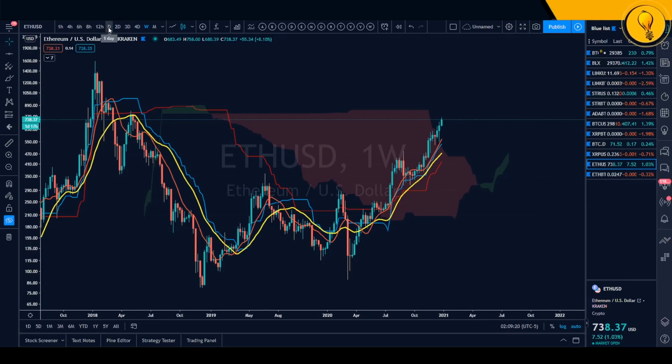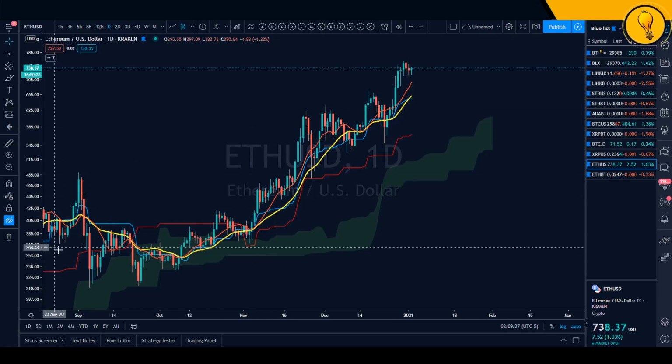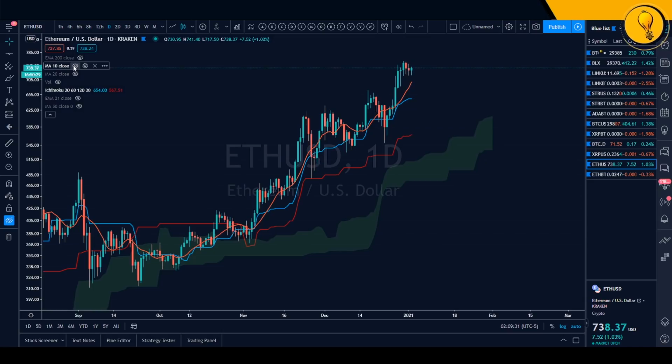Let's go ahead and pan it over now to the daily time frame and see what we're doing there. And boom. Is that a mega bullish TK cross over the cloud? Let's go ahead and look at that. And yes, it is. It is a mega bullish TK cross over the cloud. That was the first sign that told us that, hey, Ethereum is about to take a run. And that's exactly what it did.